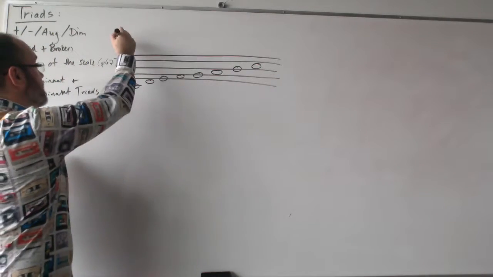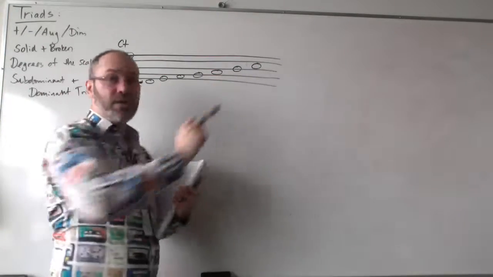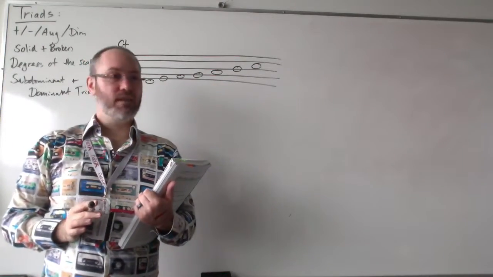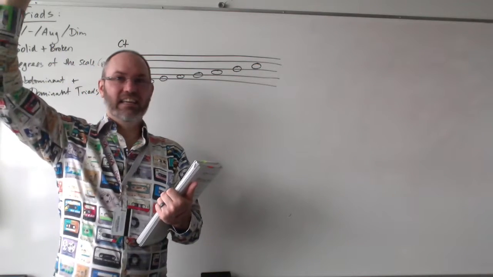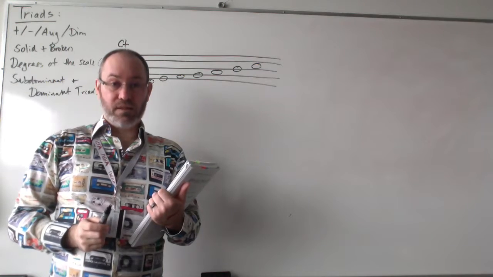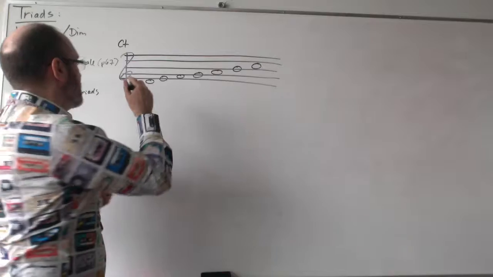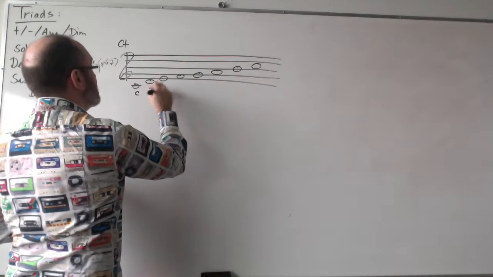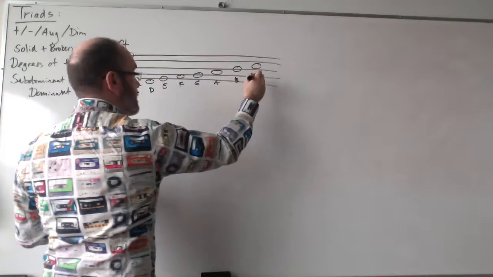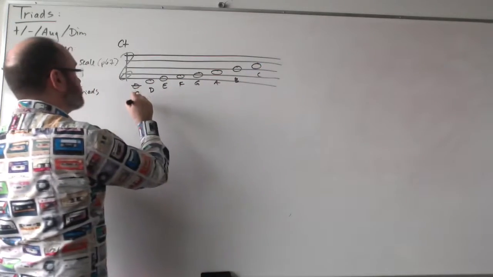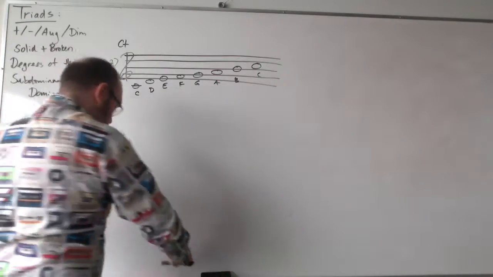Okay, so if we're in the key of C major, how many different notes do we have in the key of C major? 7. Who says 8? I regret saying 8. Liam regrets saying 8. Who says 7? 7. So we have C, D, E, F, G, A, B, and then C is the same as that C. So we're going to give them numbers.